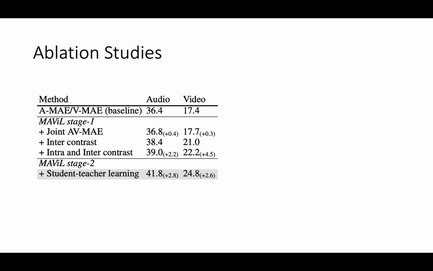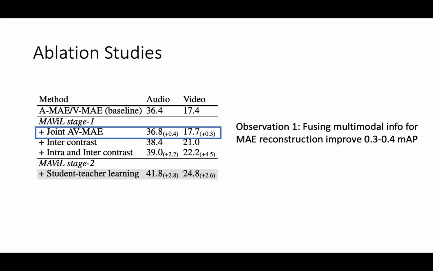Now, the first thing we can do is jointly train it. This means we add this fusion encoder before we do the RGB value and the spectrogram prediction. So if you add this fusion before doing the prediction, it already helps slightly, like 0.4 mean average precision.